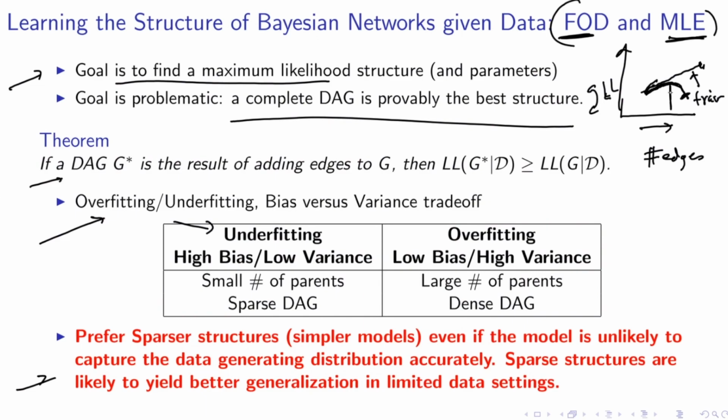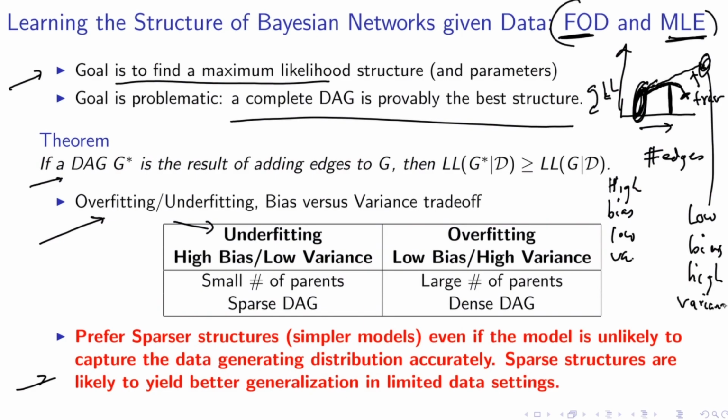So what you want to reach is that point over there, where you have the perfect balance between bias and variance. Because high bias and low variance models will be these, and low bias and high variance models will be those. What you want to do is reach this perfect balance between bias and variance. So that's the plan here. The plan here is to prefer these so-called sparser structures.